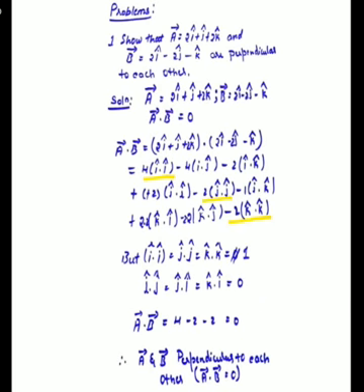If a dot b is equal to 0, then the two vectors are perpendicular to each other. In the next class I am going to explain regarding the vector product.